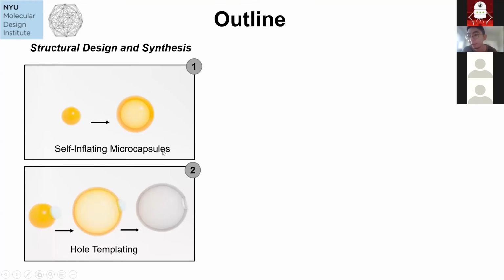We can also add an extra layer of complexity to build a hole on top of the membrane so that they can be used to study the particle level transport. In the second part, I'm going to talk about the functions we can get out of this microcapsule.